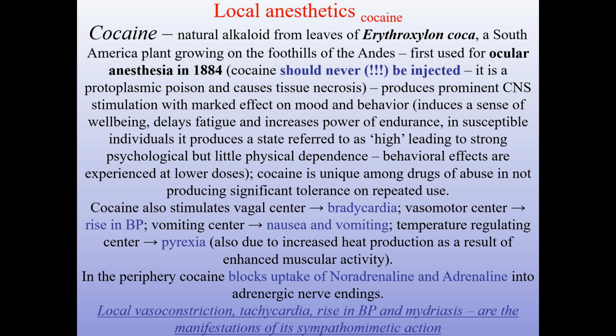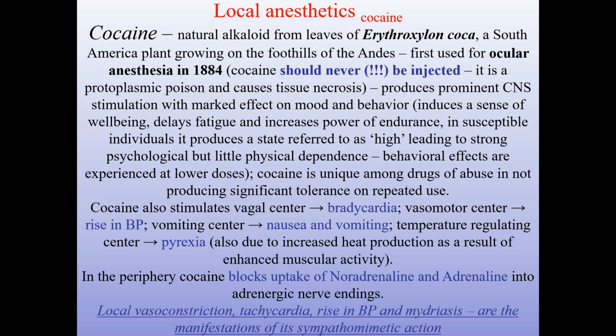It produces prominent CNS stimulation with marked effect on mood and behavior, induces a sense of well-being, delays fatigue and increases power of endurance. In susceptible individuals, it produces a state referred to as high, leading to strong psychological but little physical dependence. Behavioral effects are experienced at lower doses. Cocaine is unique among drugs of abuse in not producing significant tolerance on repeated use.